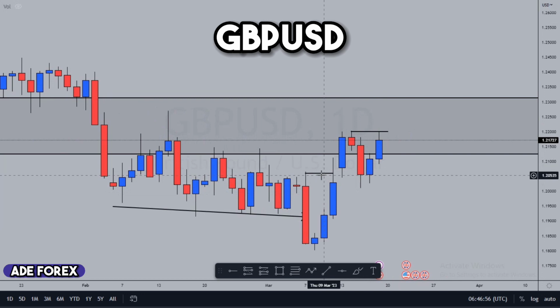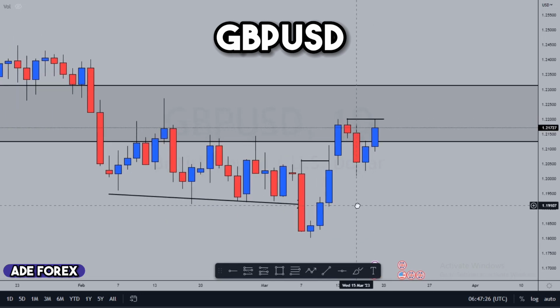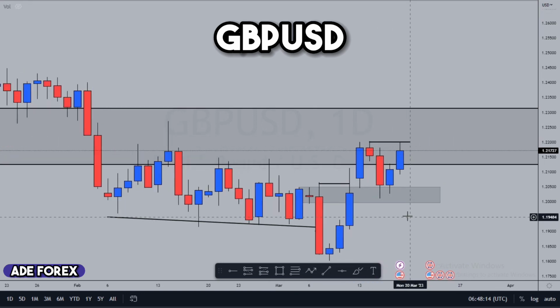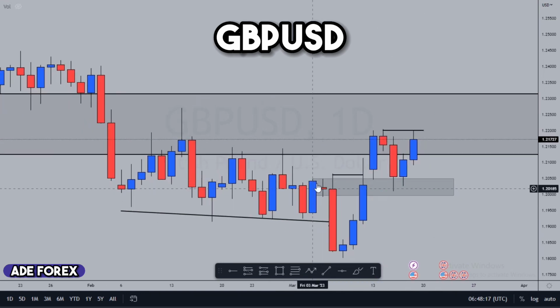So now what do we have here? After this fake out, the market broke structure, and then came back down here and broke structure. But as we can see, the market respected this previous order block. I don't want to use the wrong terminology, so I'm not sure if it's actually called a breaker block. So this previous order block was respected here, and then the market rallied.